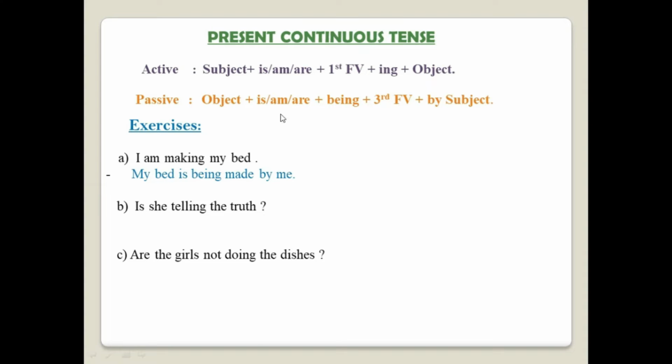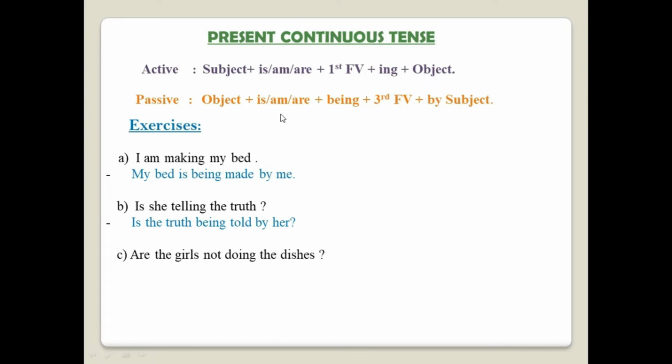Number 2, is she telling the truth? It's a question, so auxiliary verb will come first. Is the truth being told by her? Question mark. Do not forget the punctuation marks. If you forget them, marks will be cut in your tests and your exams.